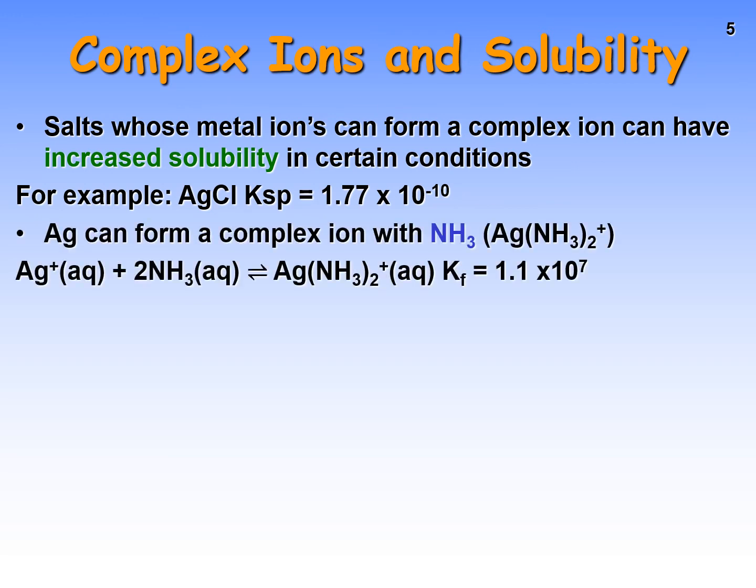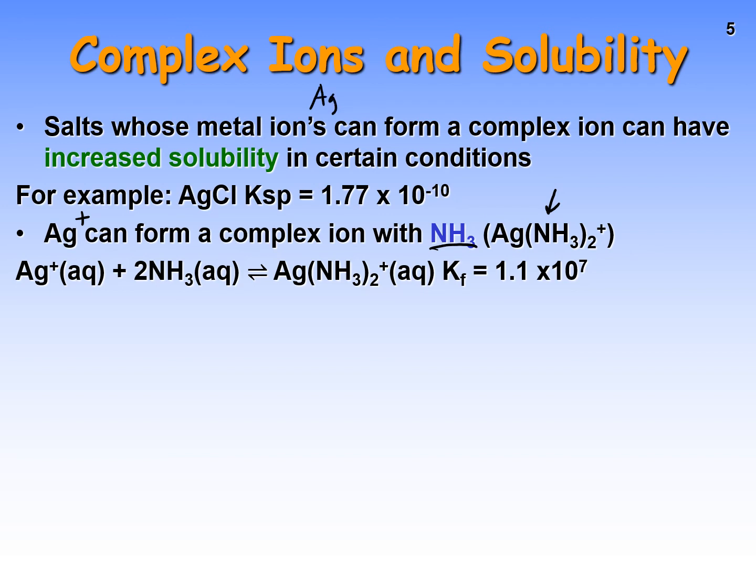But Ag+ can form a complex ion with ammonia, NH3. This is our complex ion. And the Kf value there is about 11 million, right? So again, a really big value here, 10^7. That's huge. Now, this actually can affect the solubility of AgCl, right?